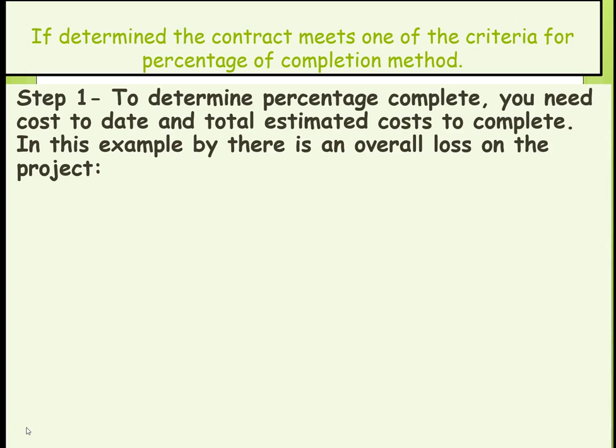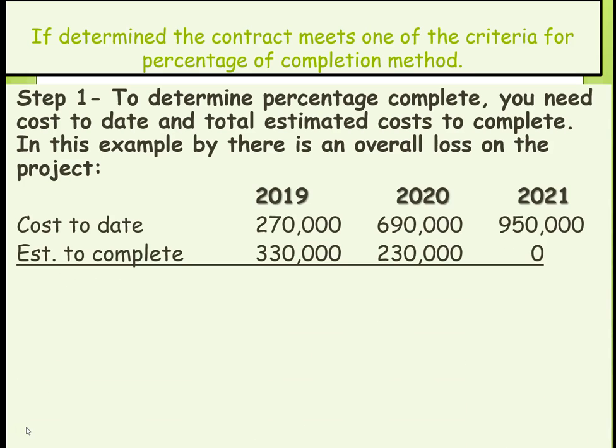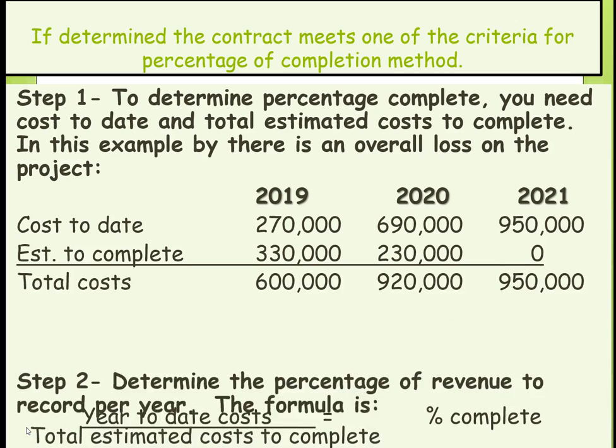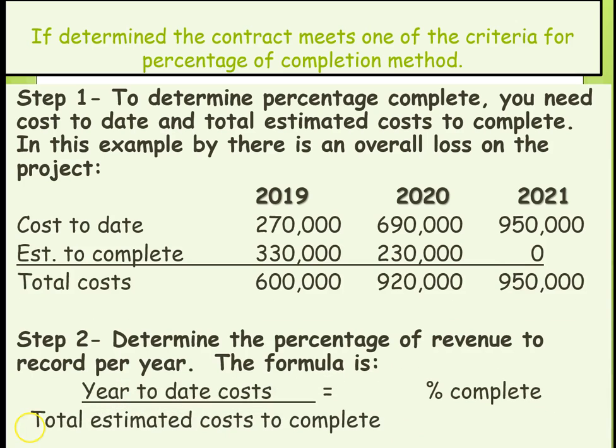Step 1, determine percentage complete. You need the cost to date and total estimated cost to complete. Here's what we have. Step 2, determine the percentage of revenue to record per year. The formula is year-to-date cost divided by the total estimated cost to complete. That's going to give you your percentage. You're going to take that times your revenue, and then you're going to subtract out any prior year revenue that you've already recorded.